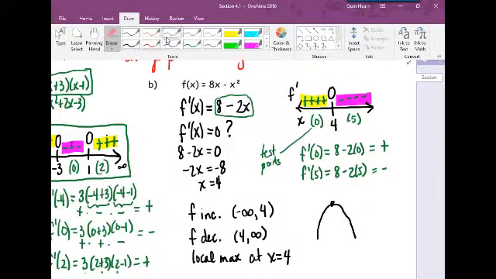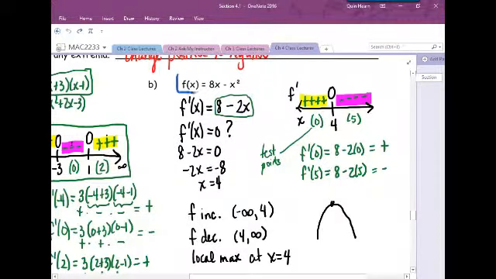And by the way, looking at that shape there, you might notice it appears to be a parabola, which makes sense because look back at the original function. F of x equals 8x minus x squared. And what kind of a function is that? That's a parabola, and it's one that opens downward because the coefficient of x squared is negative.